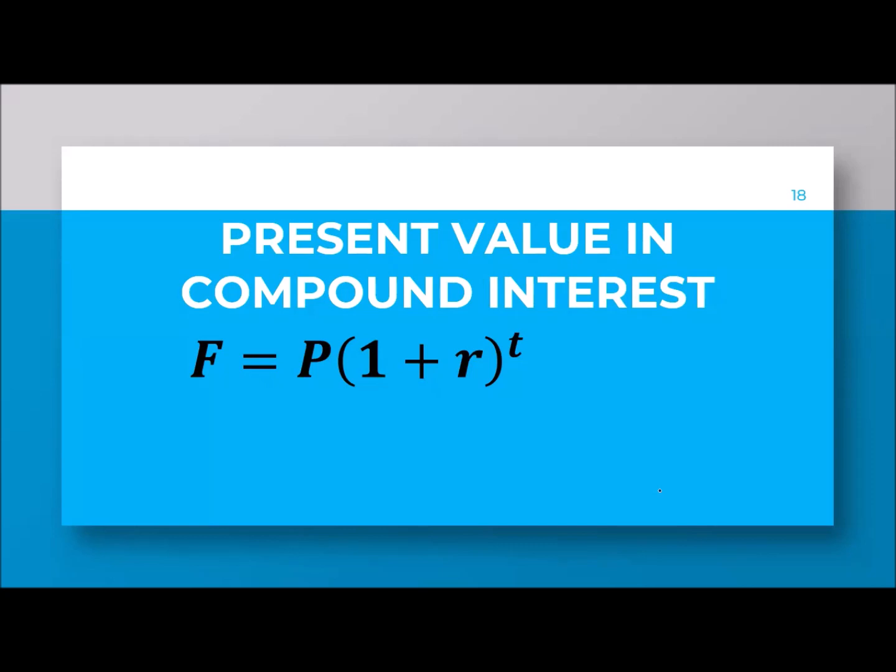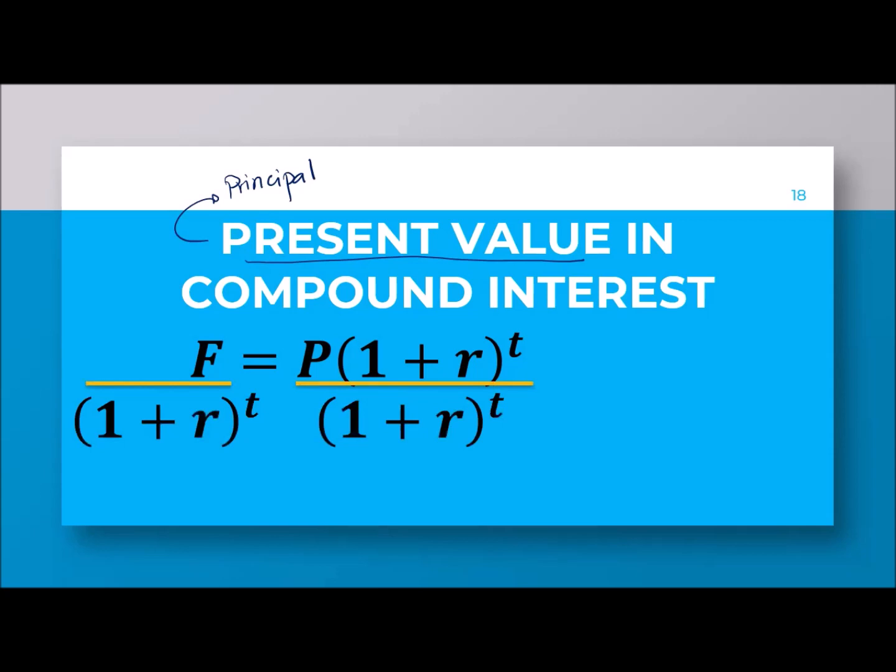So paano natin malalaman kapag ang hinahanap na is yung principal amount? Okay po. So pag sinabi nating present value, principal amount. So nanggaling lang yan din sa future value na formula. So dahil ang kailangan natin ay P, i-divide natin yung hindi natin kailangan. That is the quantity of 1 plus r raised to t. And then, cancel lang natin yan. Ang formula na ngayon is P is equal to the future value divided by the quantity of 1 plus R raised to T. So, simple as that.